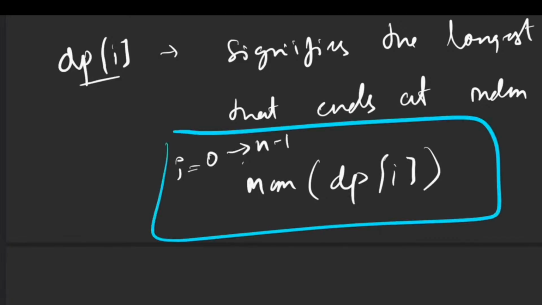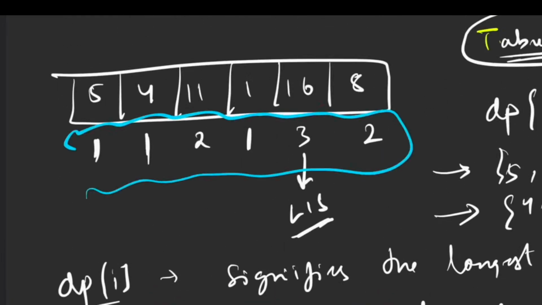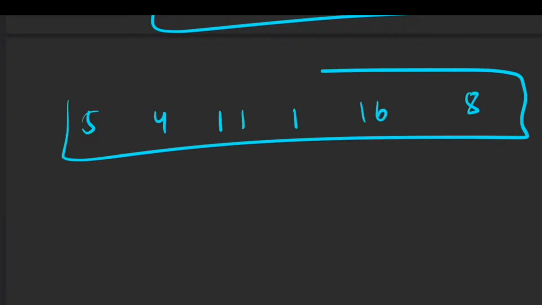This is the formula. But the funda is, how do you compute this portion? That's important. That is the key. So you figured out what's the thought process behind this algorithm. So now let's again copy paste the same example of 5, 4, 11, 1, 16, 8. And now let's try to figure out the DP, okay?